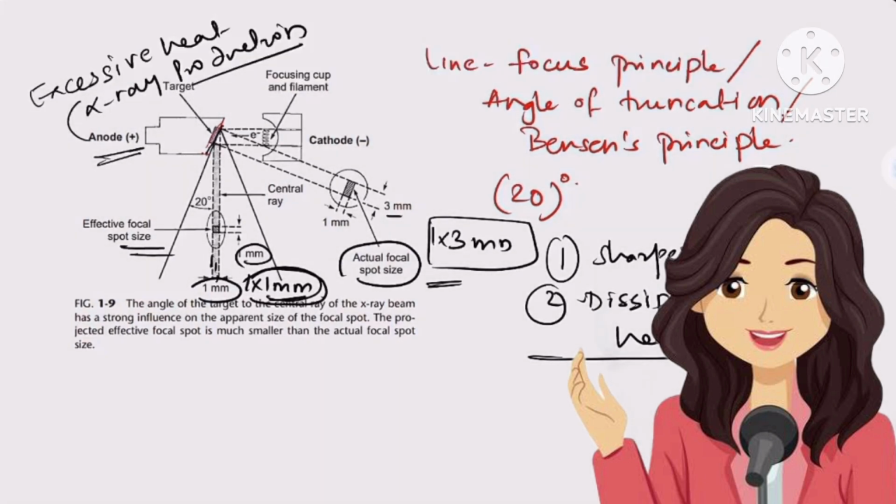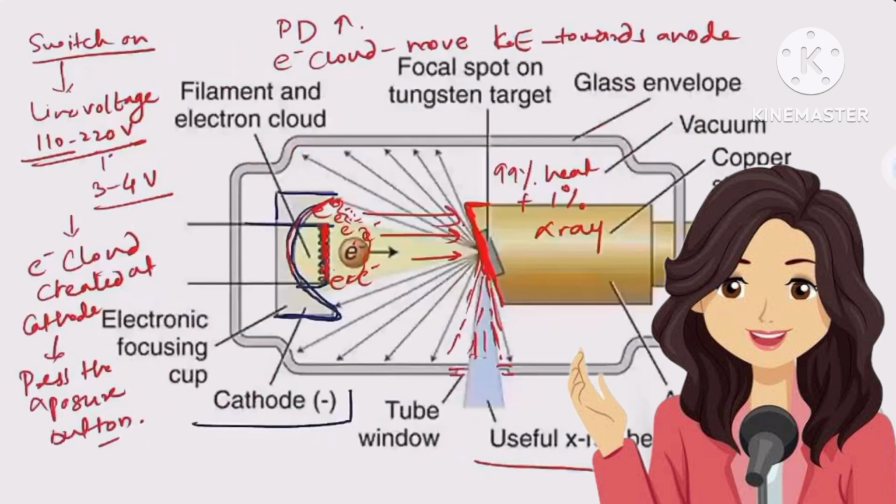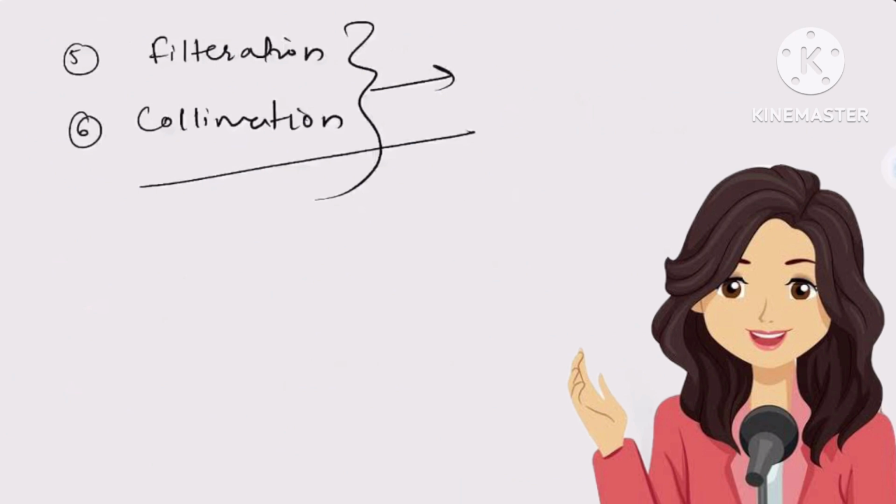Then we will move on to the interaction. When the electron comes and hits the target anode, X-ray photons are produced. How this interaction happens in producing X-ray photons, that we are going to study.